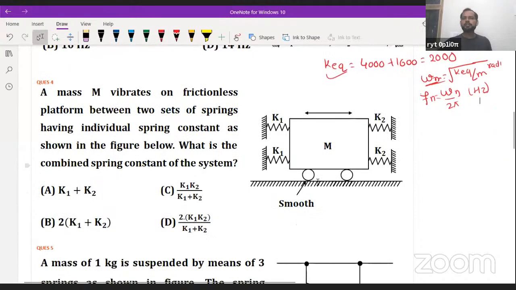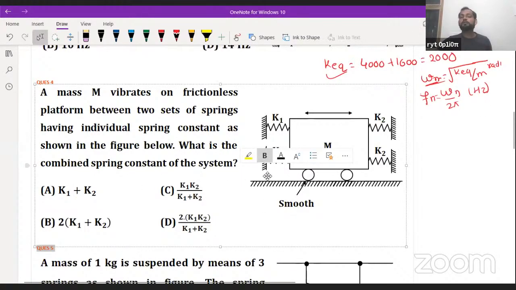Now come to the next question. This question was asked in the engineering service mechanical subject. So can anybody tell me what is the equivalent stiffness? Because he is asking what is the combined spring constant of the system. Very easy question. Even you can tell me the answer by seeing this diagram only. Anyone? What is the equivalent stiffness?